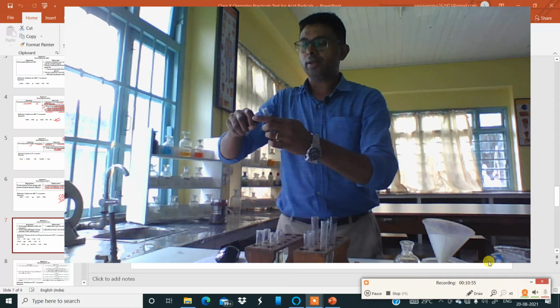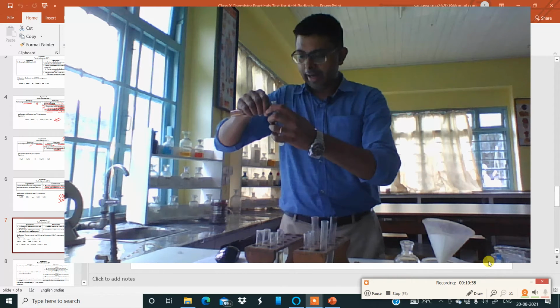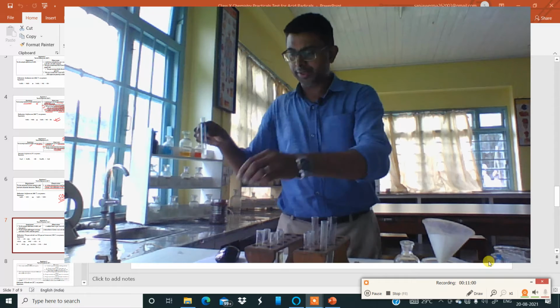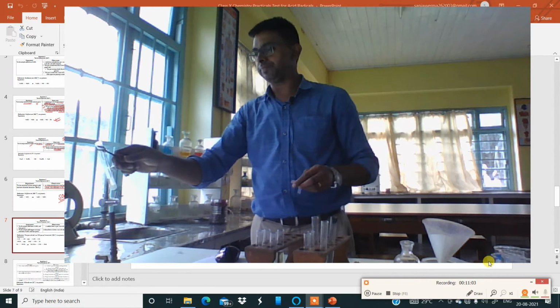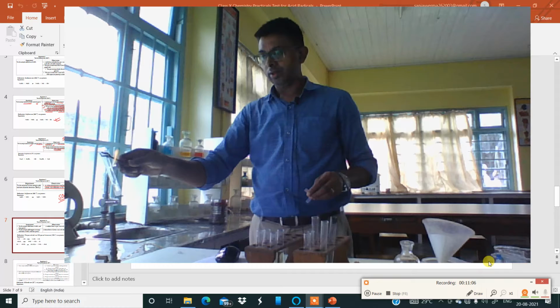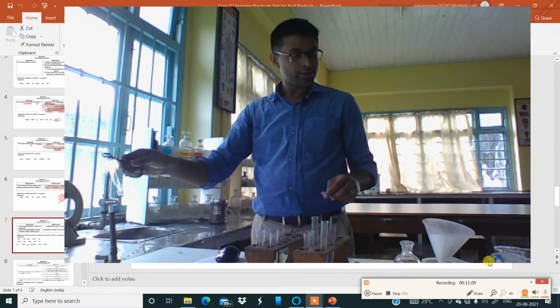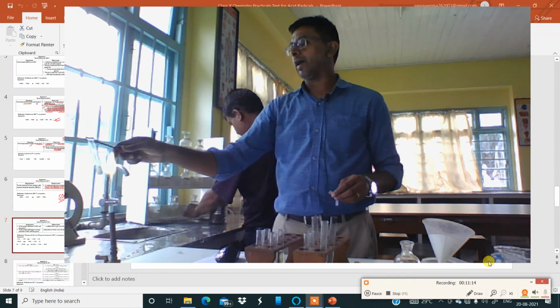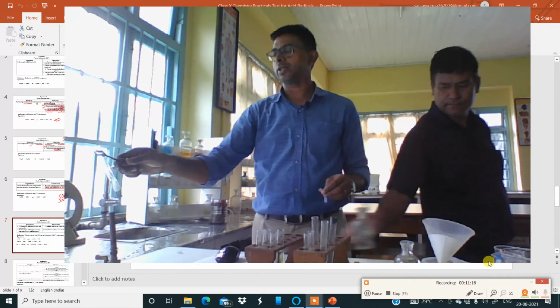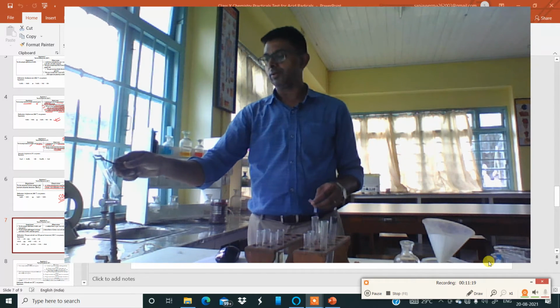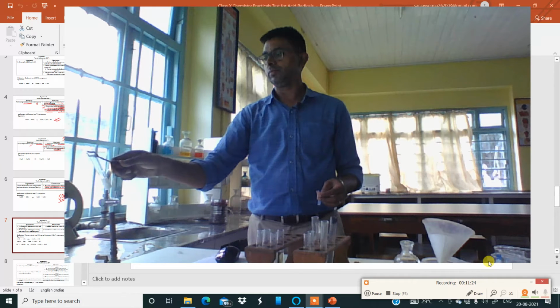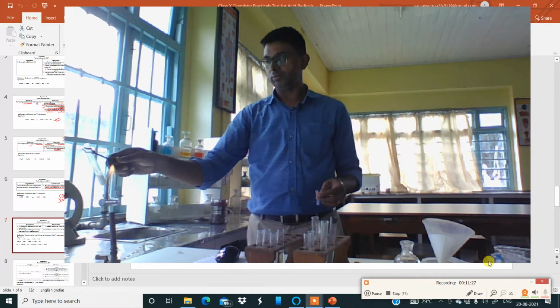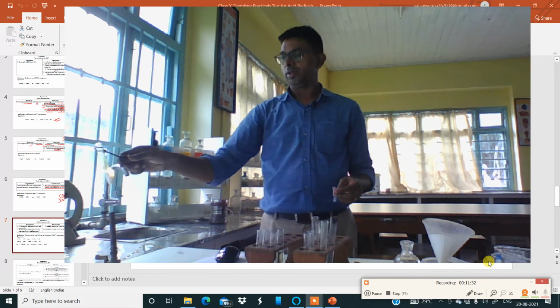Then put the test tube holder and warm it, heat it. Ammonium hydroxide solution, concentrated. So I have added concentrated sulfuric acid and am heating the reaction mixture now. So we can see a colorless gas is coming out.